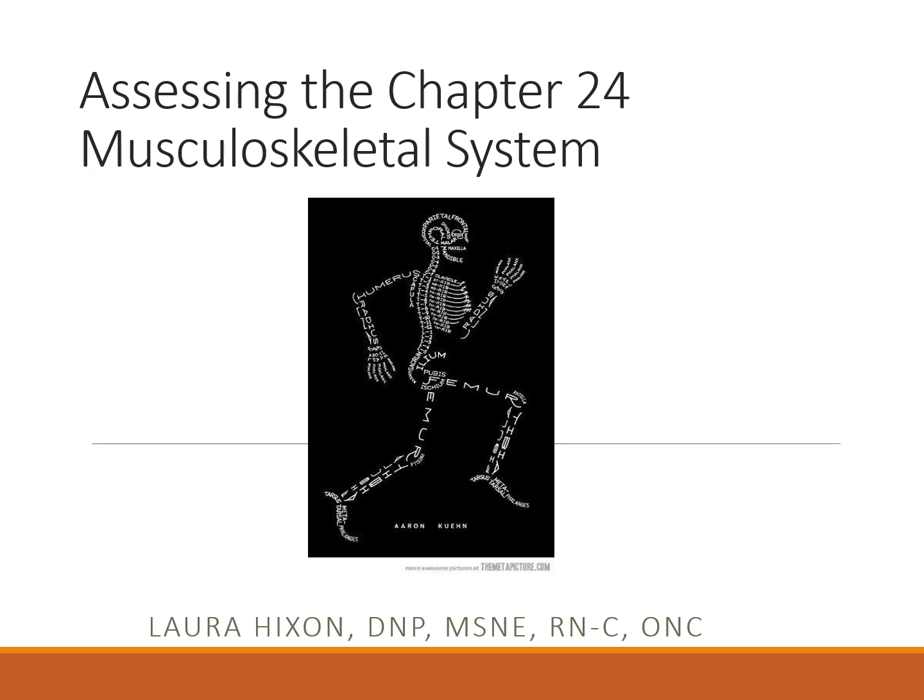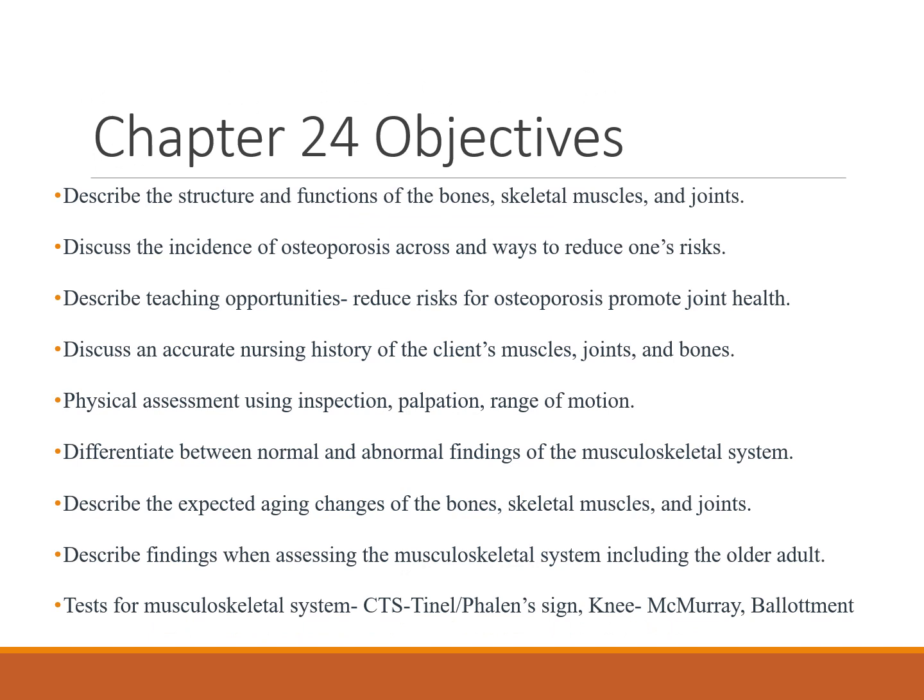Chapter 24, Musculoskeletal System. These are the Chapter 24 objectives. Describe the structure and function of the musculoskeletal system. Discuss osteoporosis and ways to reduce one's risks and promote joint health. Discuss an accurate history of the musculoskeletal system.